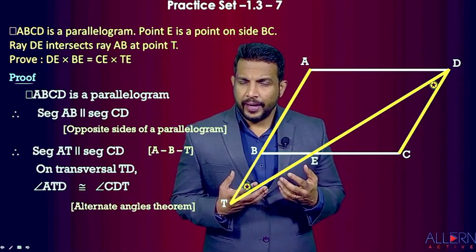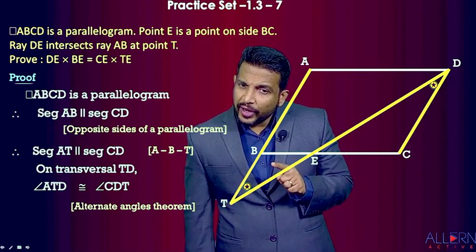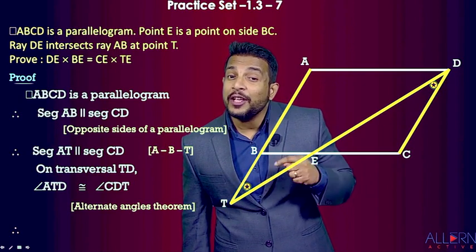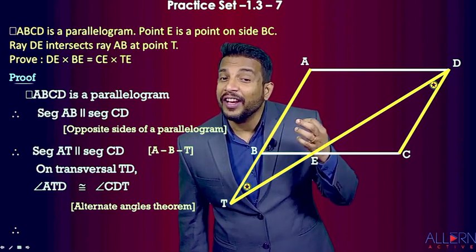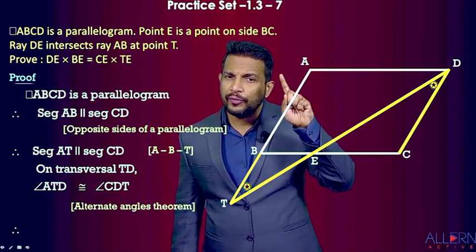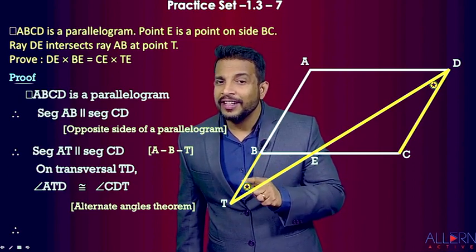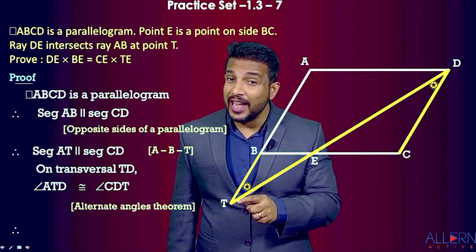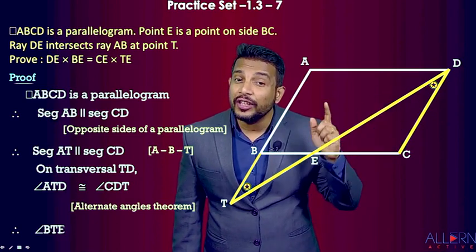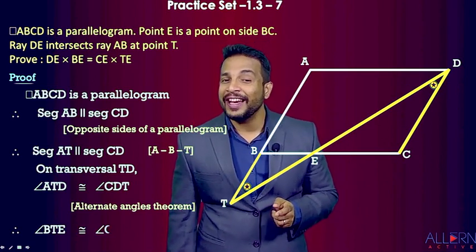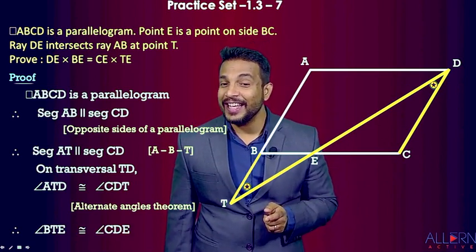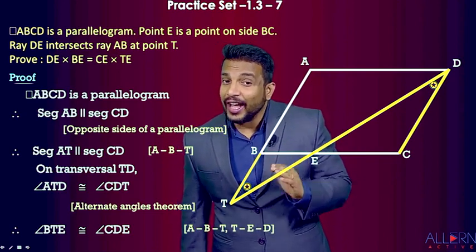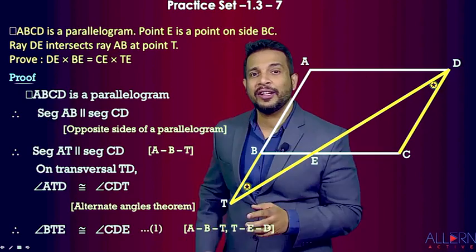But remember, my dear child, we need to consider this triangle. In this triangle, the name of this angle won't be ATE. This would be written as BTE. So now we change the name of that angle and we write it as BTE. Why? The reason is A-B-T collinear. And the other angle would not be CDT, it would be CDE. So that is what we write here. We write the name of that angle as CDE, and the reason here is A-B-T collinear and T-E-D collinear. We got this, and that's our result number 1.